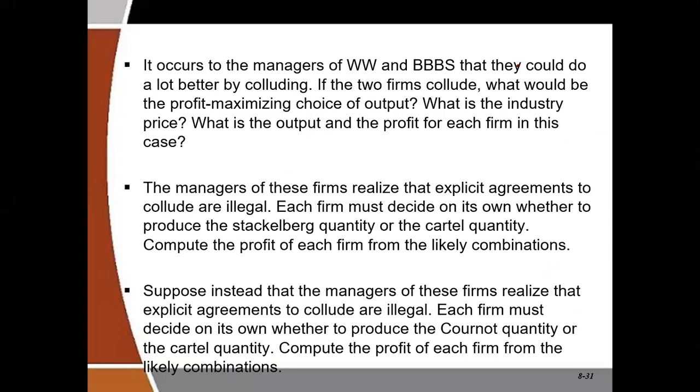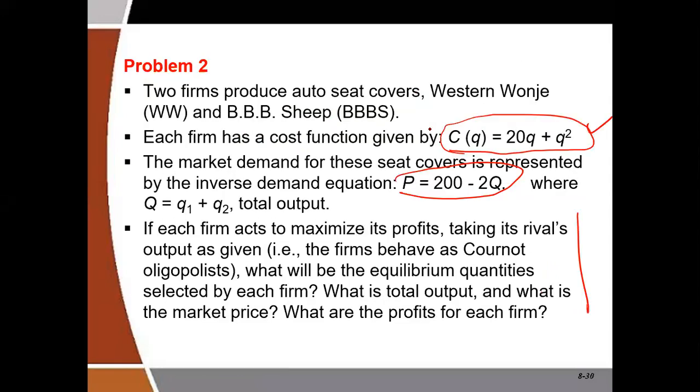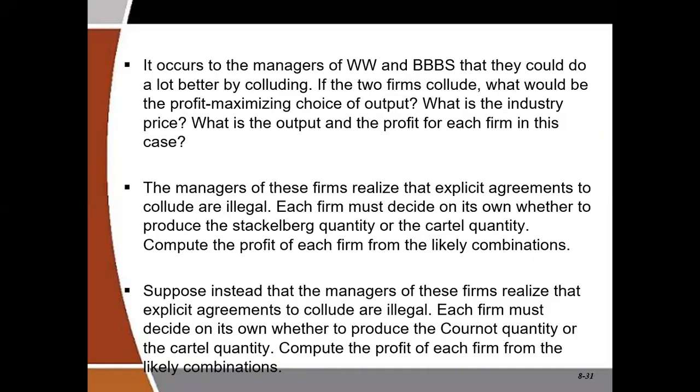It occurs to the managers that they could do a lot better by colluding. If the two firms collude, what will be the profit? So we will solve this in terms of collusion. In terms of collusion, this will be the inverse demand, this will be the cost function, and you solve them like a monopoly and get the profit and share for them, all right? So that's one, two. You have been taught in the former videos how to do that. So please go through and then solve them.